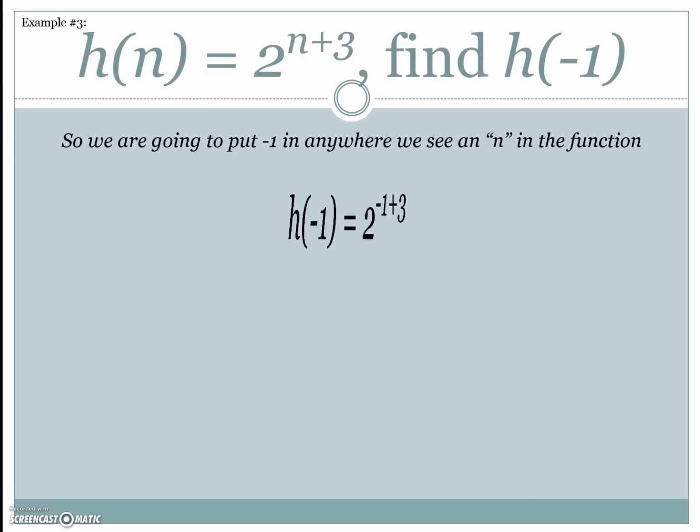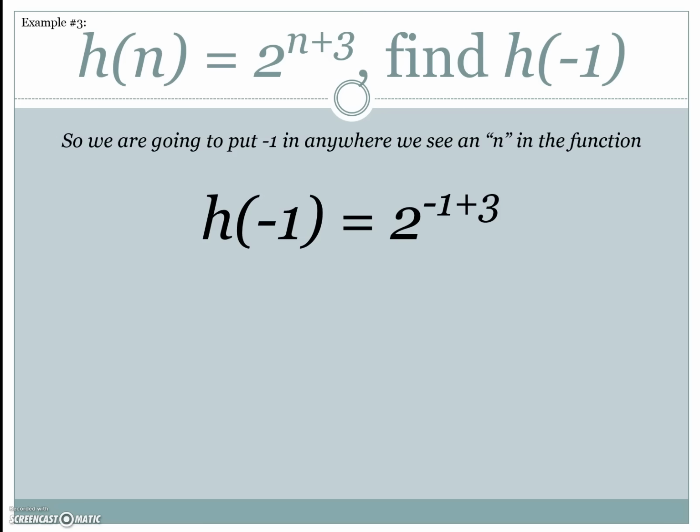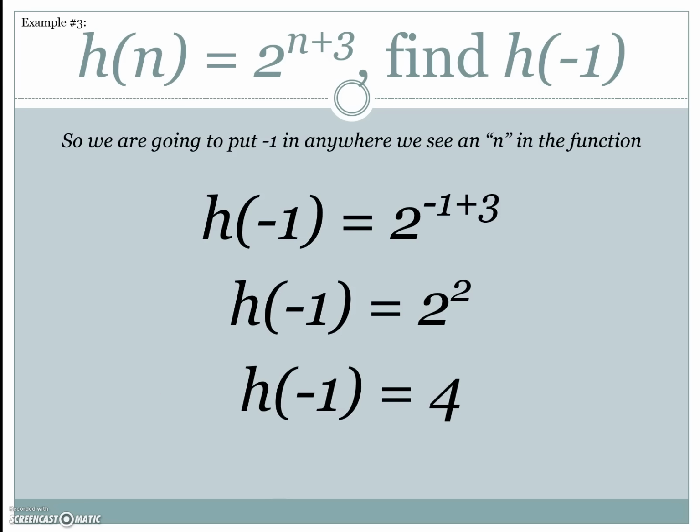Now watch how I write this down. I have h of negative 1 is equal to 2, and then it's going to be really tiny because this is an exponent, so it'll be negative 1 plus 3. So when I go to evaluate this, the key thing here is to make sure you're simplifying the exponent first. So negative 1 plus 3 is a positive 2, and then I can go ahead and apply the exponent. 2 squared is 4. Okay, so whenever you're given a problem where it's in the exponent, you need to simplify that like it's a grouping symbol, and then continue on with order of operations.